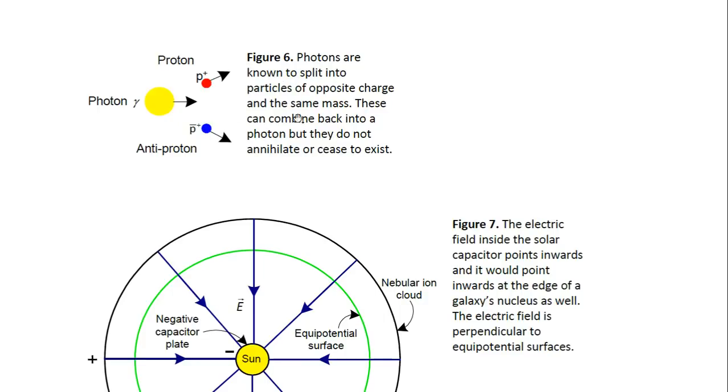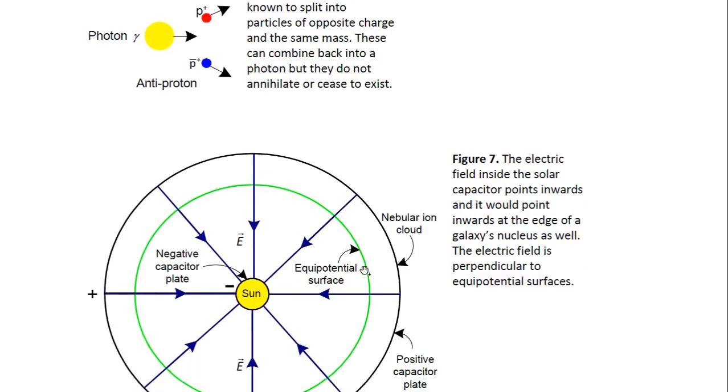Now, protons are known to split, as I said. These can combine back into a photon, but they do not annihilate or cease to exist. In other words, what I'm saying is there's no such thing as antimatter. There's only matter. These particles both have mass. There's no such thing as antimass. And they are oppositely charged. And they can combine if the electric field leading to them separating either is not large enough for them to maintain the separation, or they move quickly into an area where there's no electric field.